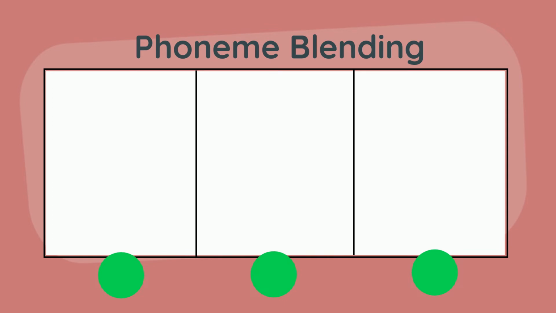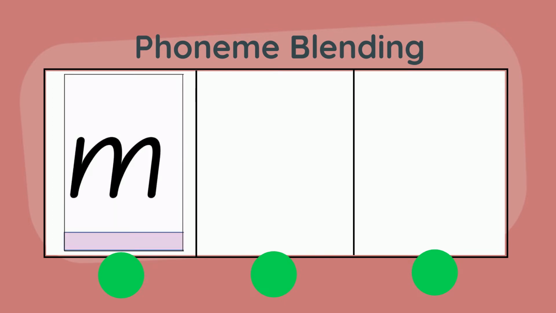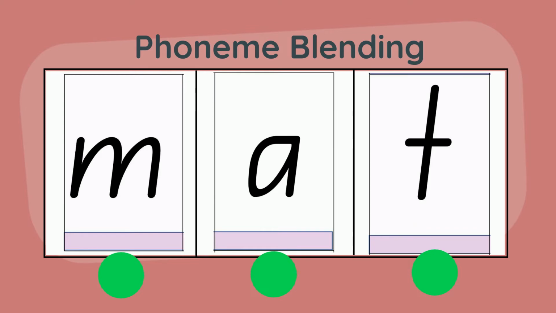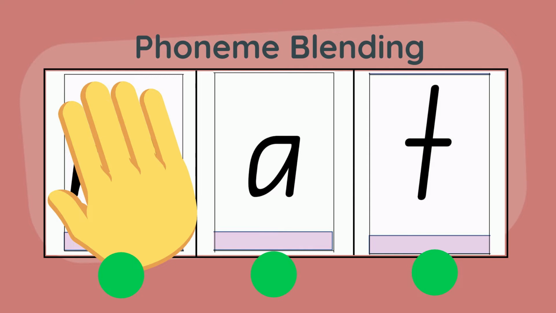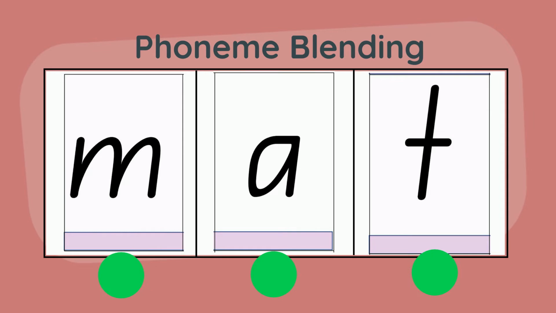The next word has three letters. M, A, T. Let's sound out the phonemes. A, T. Okay, now blend it together smoothly. Mat. Mat. I read the word mat. Now watch what happens when we cover up the M. It says at. That's what it said in sat and at. Now when we uncover the M, it says mat.